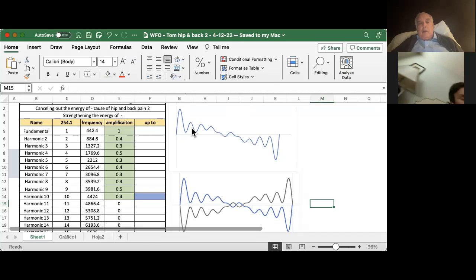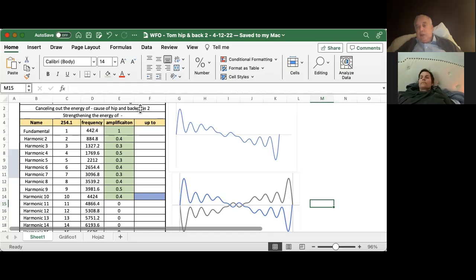Okay. So this particular wave is the wave that's causing some hip and back pain for me. There's more than one. This is the second one I was working on. Now, what I want the body to do is cancel out the energy of the cause of the pain. I don't need to know what the cause is, whether it's a virus, an injury, or whatever it is. I just want it to cancel out that energy that's being held there in the body.